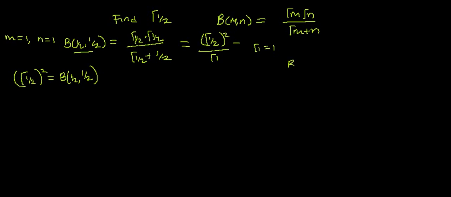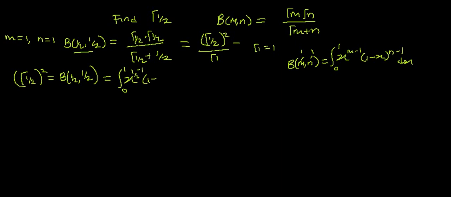Now beta m comma n, the formula for beta is integral from 0 to 1 of x raised to the power of m minus 1 into 1 minus x raised to the power of n minus 1 dx. So now where our m is 1 over 2 and our n is 1 over 2, that means we are going to have this to be equal to integral from 0 to 1 of x raised to the power of 1 over 2 minus 1 into 1 minus x raised to the power of 1 over 2 minus 1 dx. So this is going to actually give us integral from 0 to 1 of x raised to the power of minus 1 over 2 into 1 minus x raised to the power of minus 1 over 2 dx.